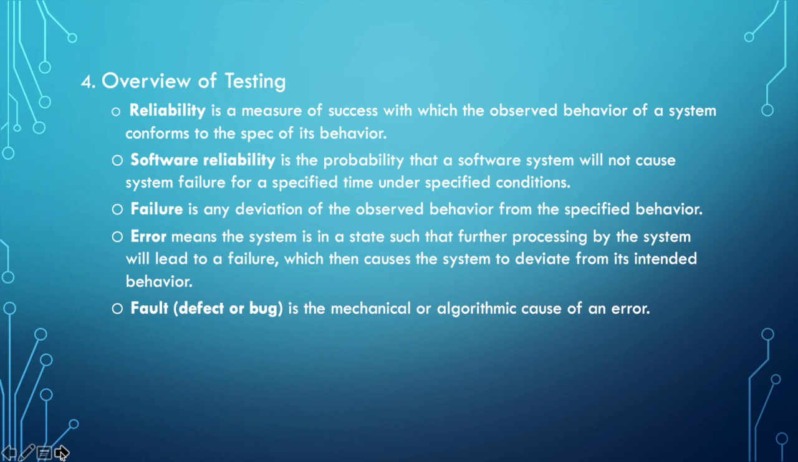A fault, defect, or a bug is a mechanical or algorithmic cause of an error. And this is what we are measuring in terms of the quality of your code. You are measuring the quality of the code that you produce. How many faults does your software have per thousand lines of code?